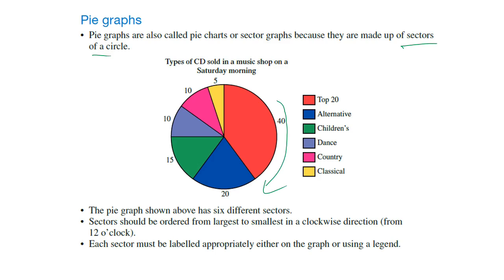So we can see that in terms of types of CDs sold, 40% top 20, 20% alternative, 15% children, 10% dance, 10% country, and 5% classical. Each sector must be labeled appropriately, either on the graph or using a legend. In this case, this is an example of a legend I was talking about earlier.